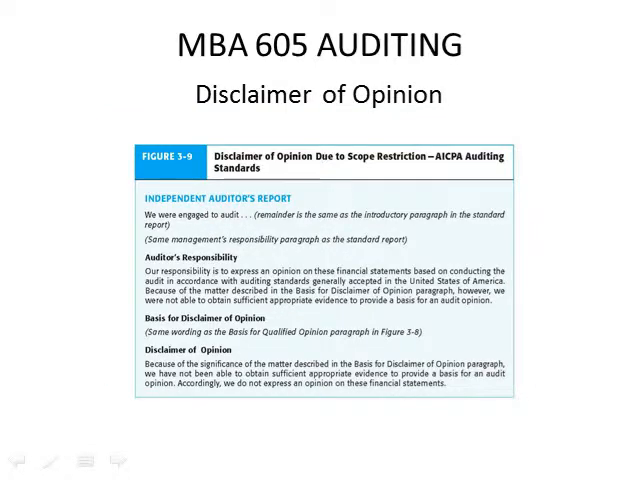And here's where we have a disclaimer of opinion. So again, we see this basis for disclaimer of opinion paragraph, right? That sets the stage for what our opinion is going to be. And then we have this disclaimer of opinion that says, because of the significance of the matter described in the basis for disclaimer of opinion paragraph, we have not been able to obtain sufficient appropriate evidence to provide a basis for an audit opinion. This is a very important sentence that follows. Accordingly, we do not express an opinion on these financial statements.